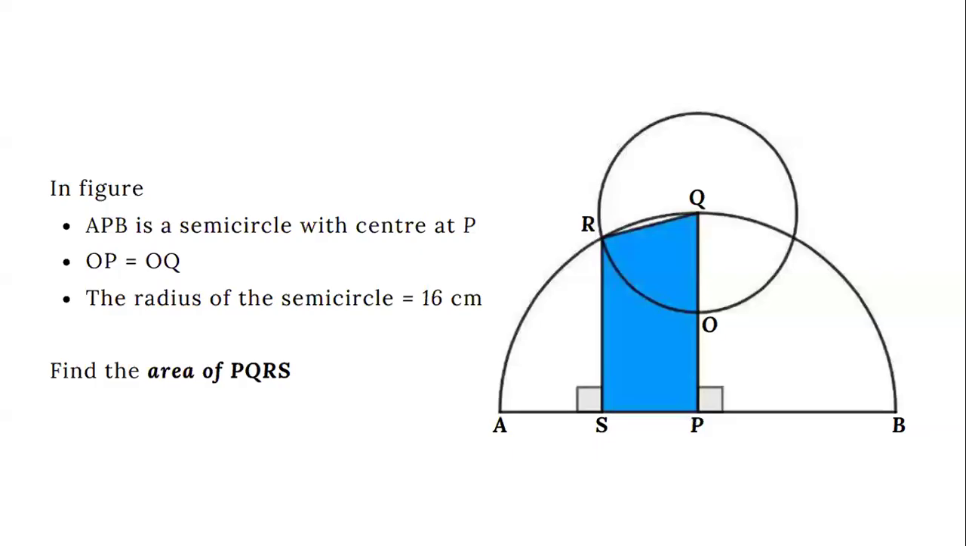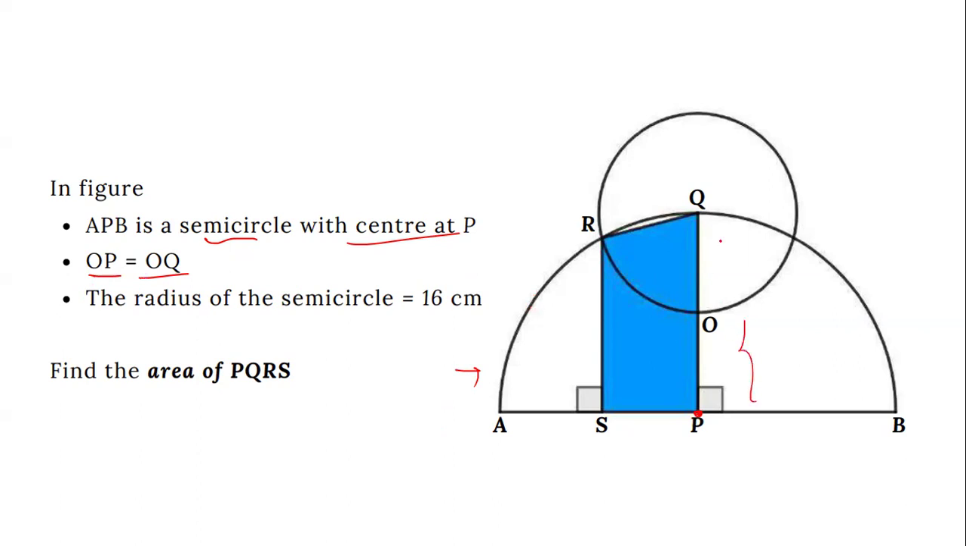So hello guys, in this video we are going to solve this problem. In this problem it is given that APB is a semicircle. You can see that this is a semicircle with center at the point P. So this is the point P, the center of this semicircle, and OP is equal to OQ.